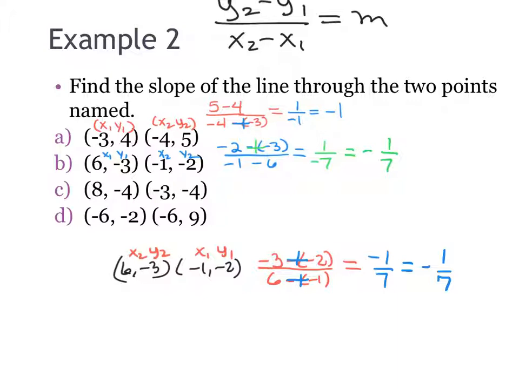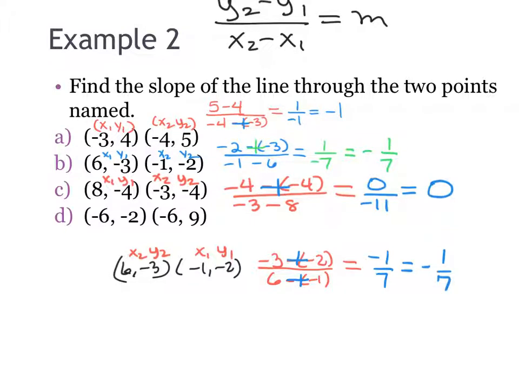Okay, let's try the next one. Again, let's label it x1, y1, x2, y2. Negative 4 minus negative 4 over negative 3 minus 8. Do your little keep flip change here. My numerator becomes 0 over negative 11. You need to realize that when there is a 0 in the numerator, this will simplify to 0.